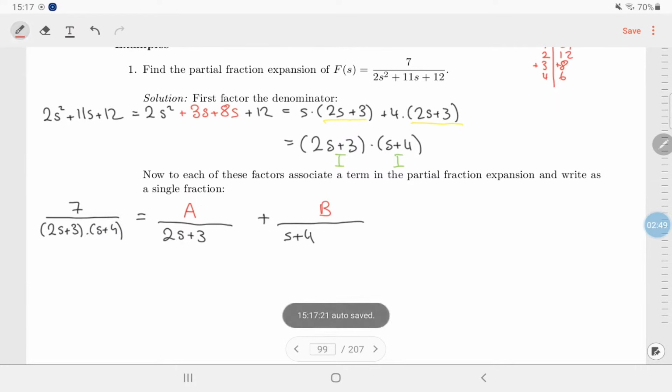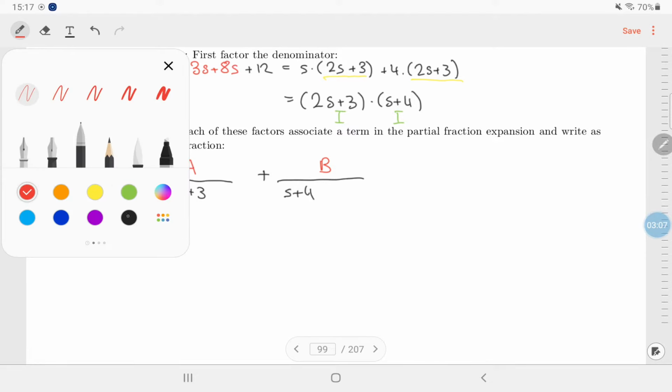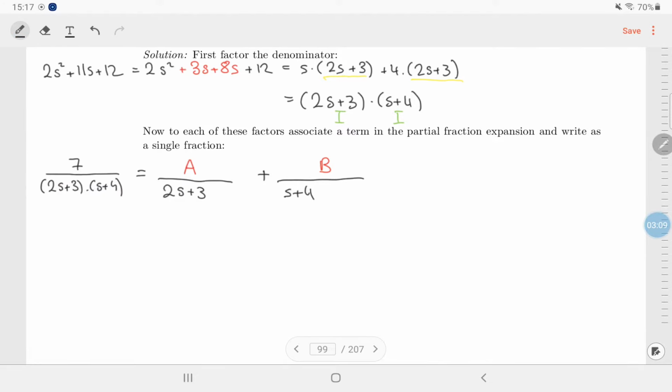Okay, so now what I do is I say, okay, I want to find the a and b such that these are equal for all values of s. So what is recommended, and there are slightly different methods, but what I'm recommending is you write the thing on the right as a single fraction. Now to add fractions together, you need a common denominator. So to get a common denominator, I recommend you use 2s plus 3 times s plus 4.